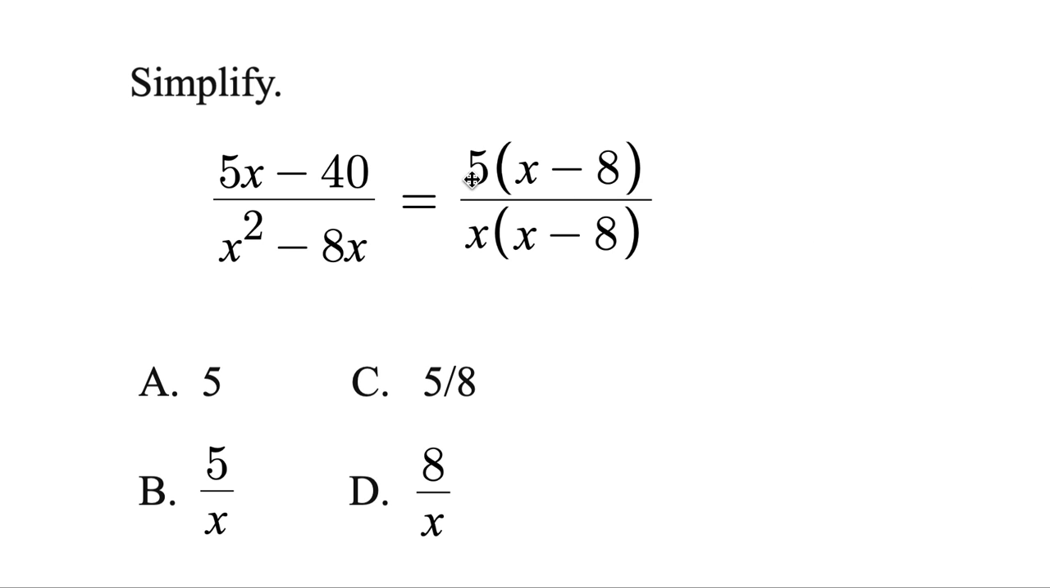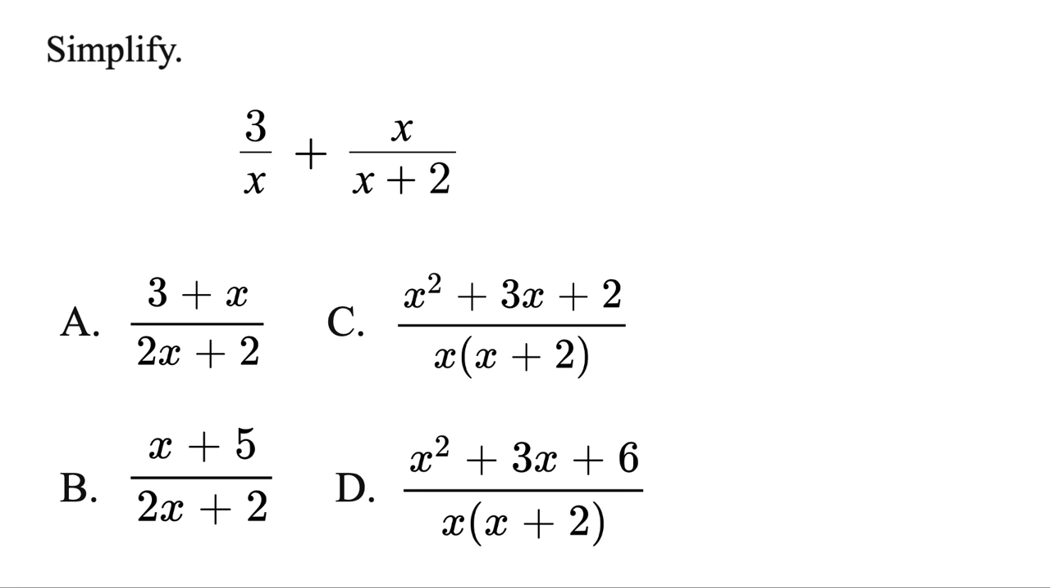But let's check it. So we got 5 times x, 5x, and then 5 times 8, 40, so the top's good. And then x times x, x squared, and x times 8, 8x. But once again, we've got the same thing divided by the same thing, so those two cancel. So we're just left with 5 over x, final answer there.